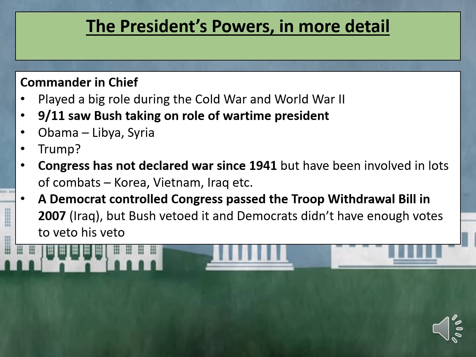Congress has not declared war since 1941, but has been involved in lots of combats, such as Korea, Vietnam, and Iraq, although these have been mainly done via the President rather than Congress. A Democrat-controlled Congress passed the Troop Withdrawal Bill in 2007, but Bush vetoed it, and the Democrats didn't have enough votes to override his veto. So this shows that the role of the Commander-in-Chief is quite significant.